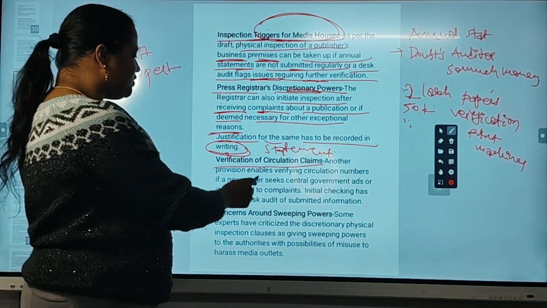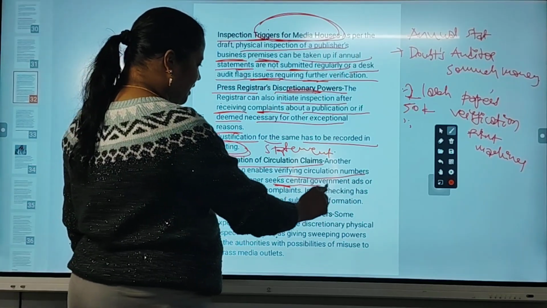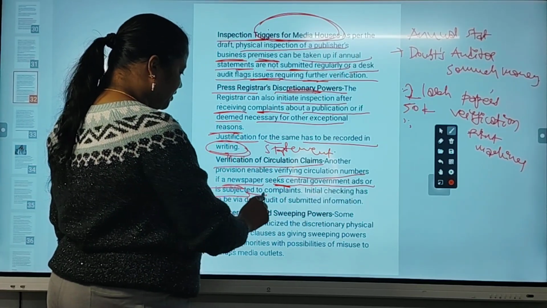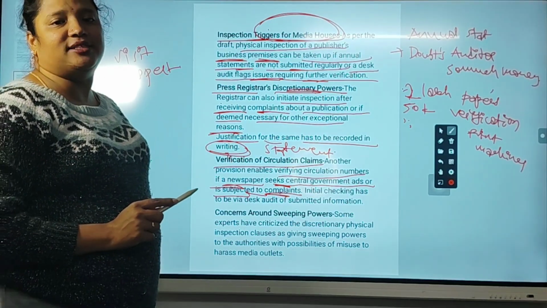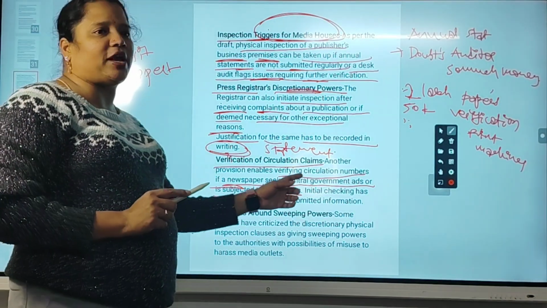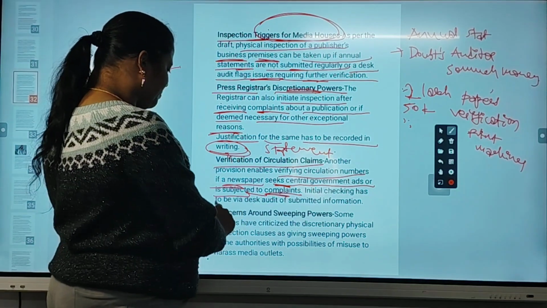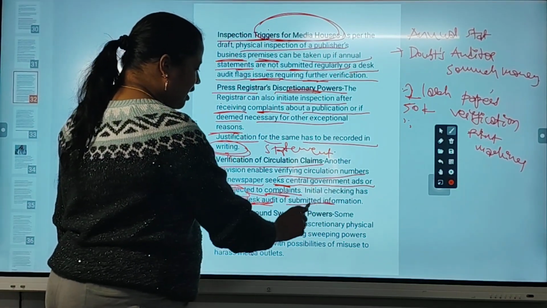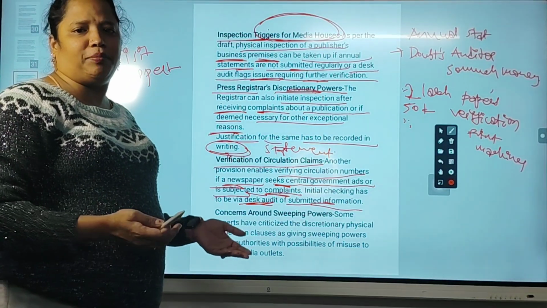Another provision enables verifying circulation numbers if a newspaper seeks central government ads or is subject to complaints. So if a newspaper has any complaints regarding government ads, they can verify the circulation numbers also. Initial checking is via desk audit of submitted information. Generally, they verify the submitted information.